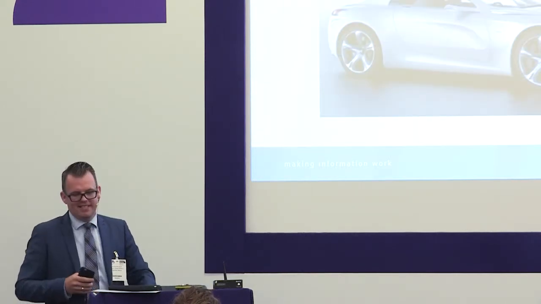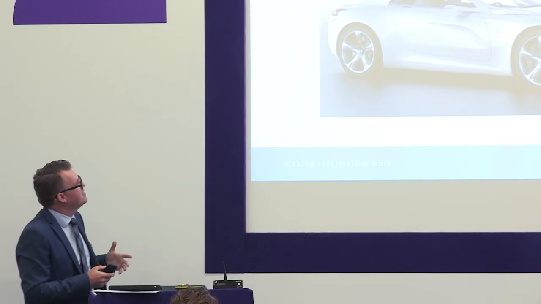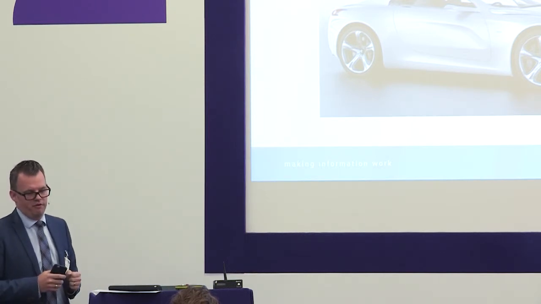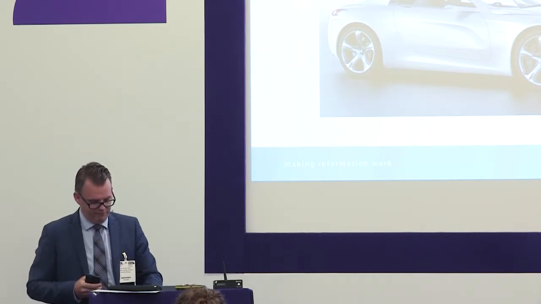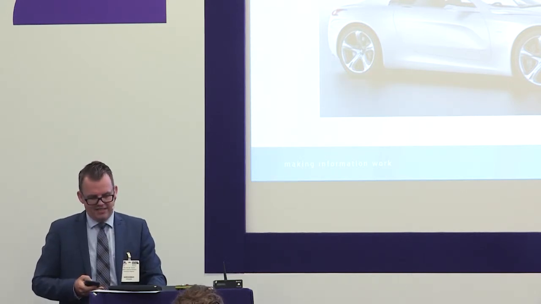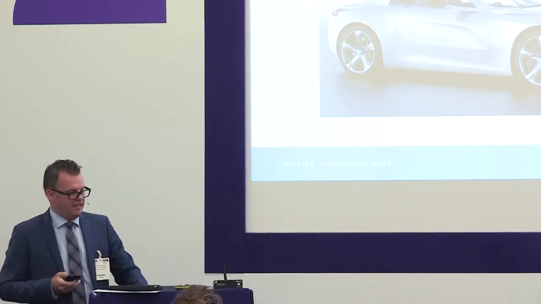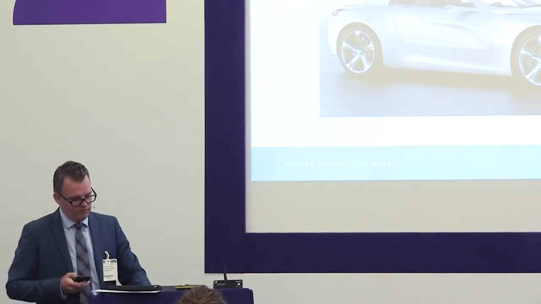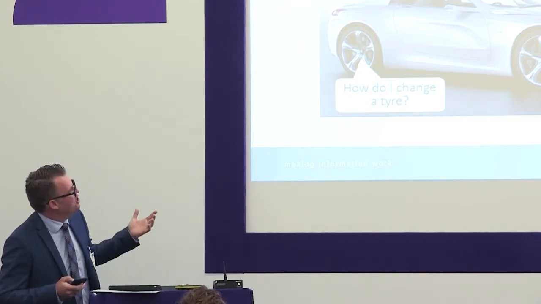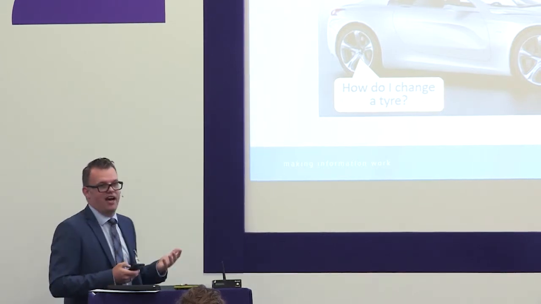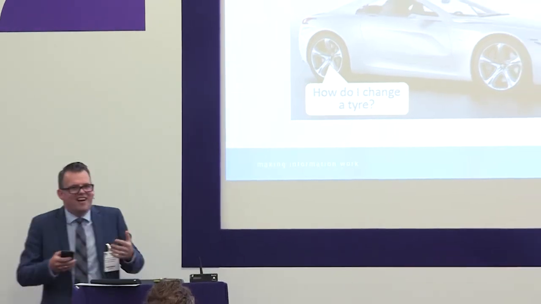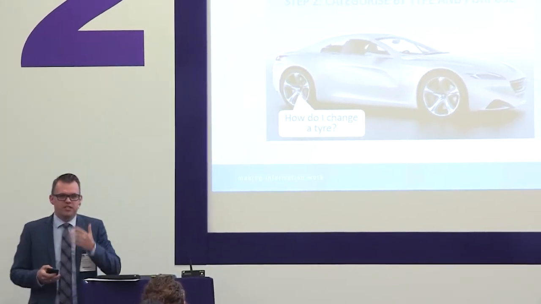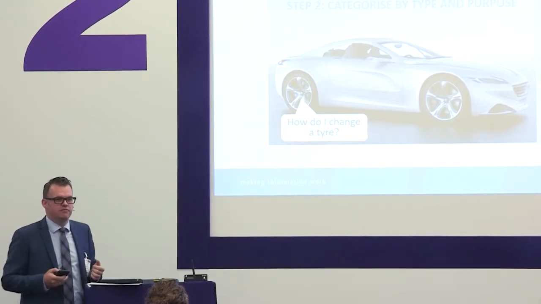The information mapping method actually categorizes information in 6 different information types, which is about 90% of the content that we have. So let's have a look at those 6 different information types using this car as an example. First of all, I have a question: how do I change a tire? Does anybody have a suggestion on what kind of information type that could be? How to change a tire?